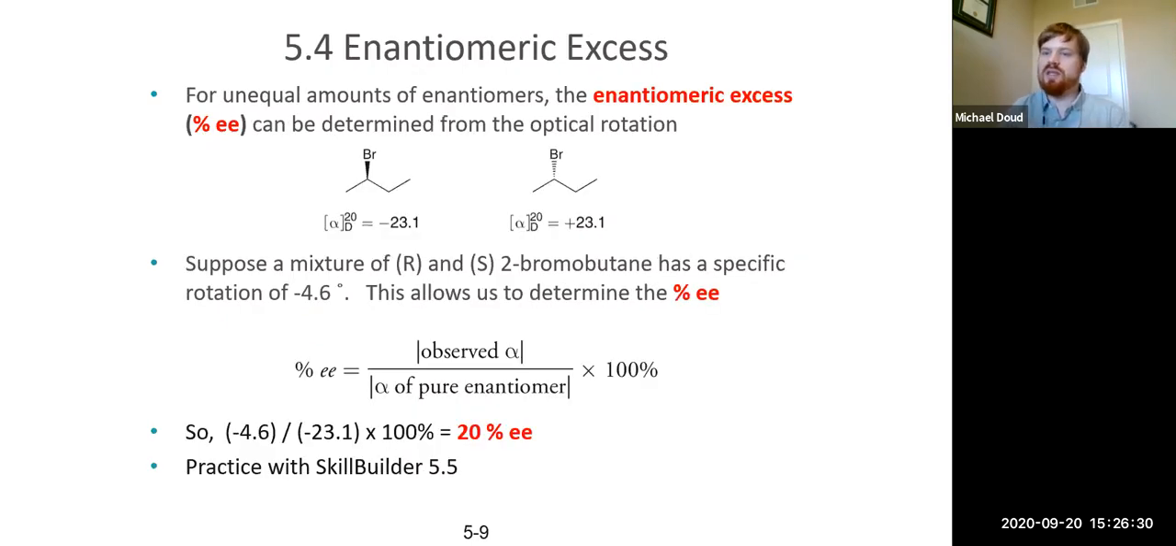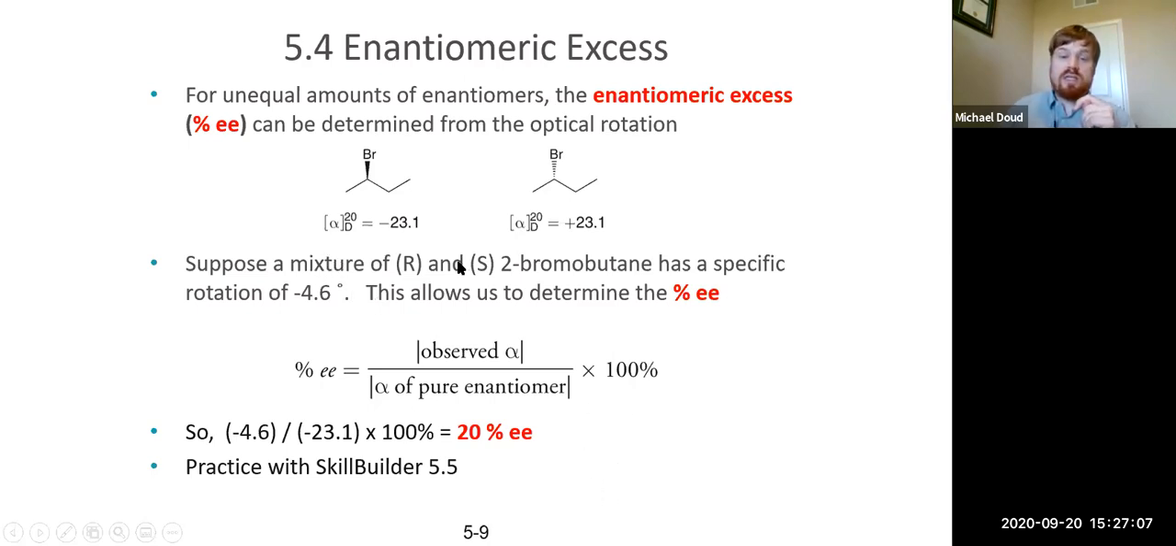Okay, so here's our math slide. We're going to be able to calculate the percent enantiomeric excess based on the optical rotation. So here's our question. Suppose a mixture of R and S has a specific rotation of negative 4.6 degrees. This allows us to determine the percent EE. Now we know that the percent enantiomeric excess is equal to the observed specific rotation divided by the specific rotation of the pure enantiomer, times 100%.